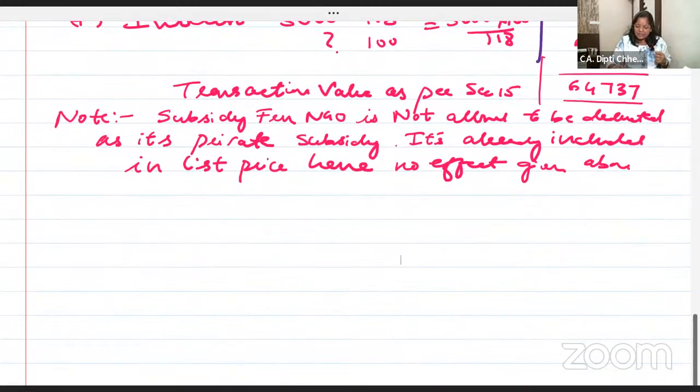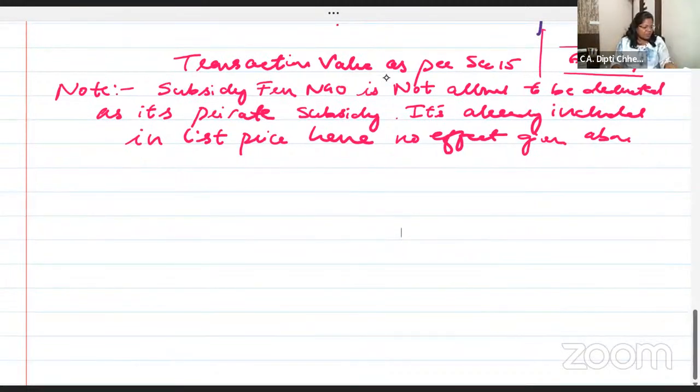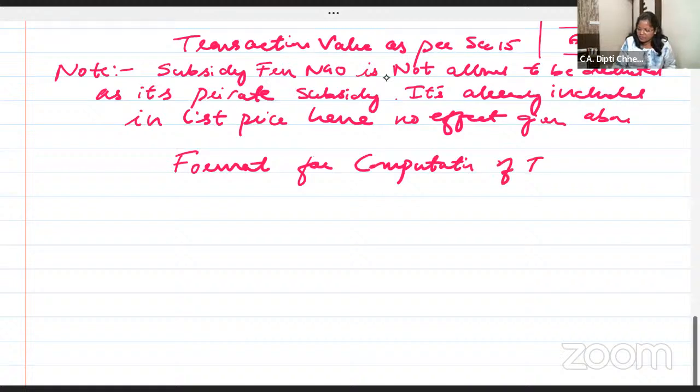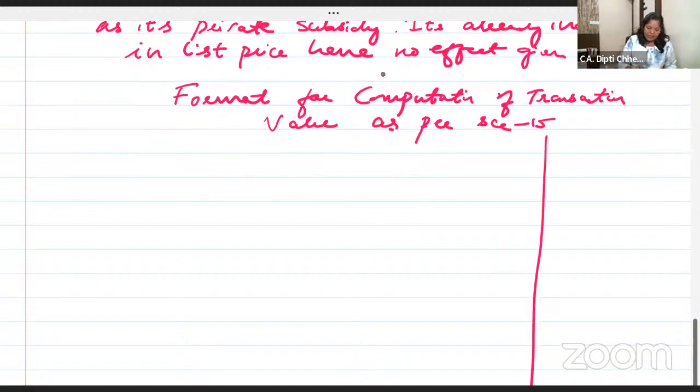Let us quickly write the notes and then it's done for today. Are you all very clear or not? Format of how to solve this question. See the discount flow chart once again, if there is any doubt. Format for computation of transaction value as per section 15. Come, I'll make you write. Everything will be clear, when to add, when to less, what to do.